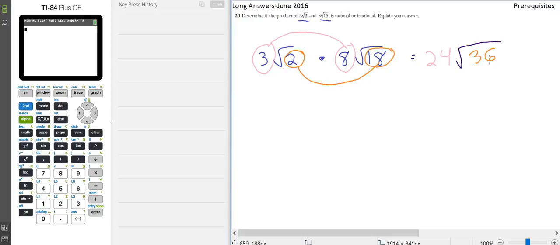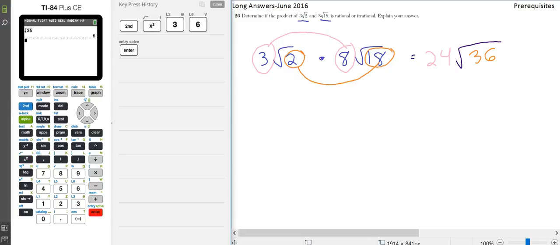Now, is this a rational number or an irrational number? You might know that the square root of 36 is 6. You could do that on your calculator. So now this becomes 24 times 6. And 24 and 6 are two rational numbers. Whenever you're multiplying two rational numbers by each other, you're always going to get a rational number.